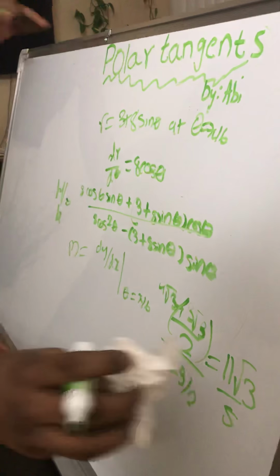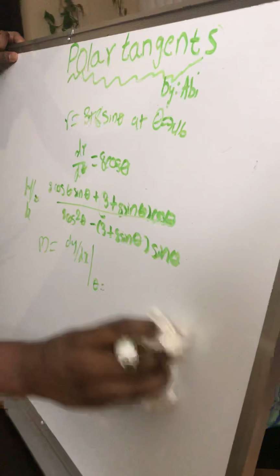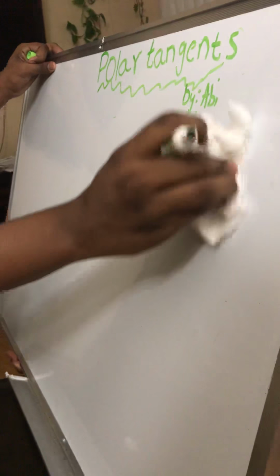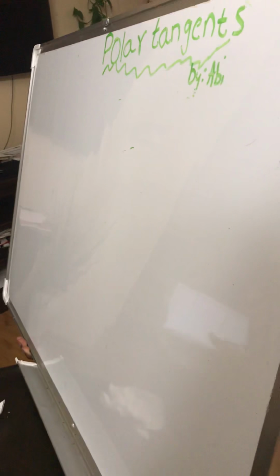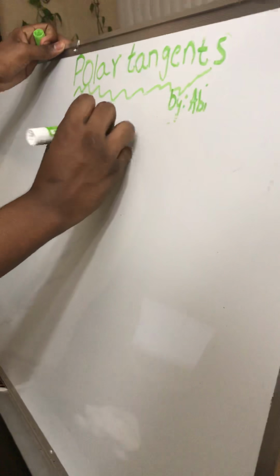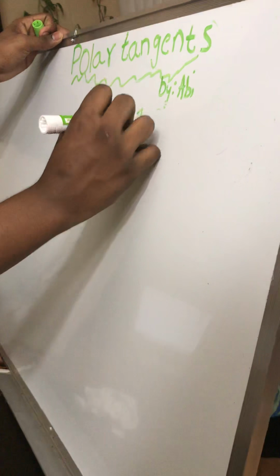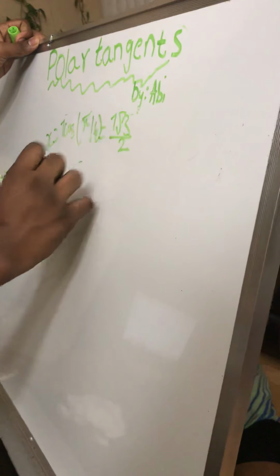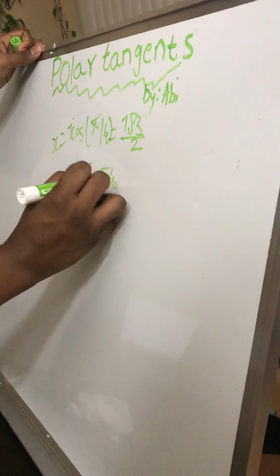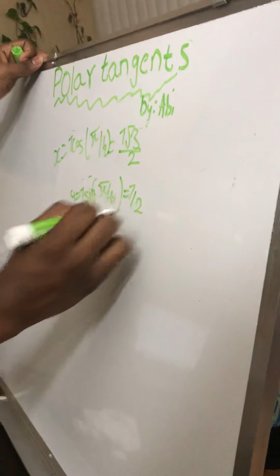Just take a quick snapshot of that, whatever you have to do. And I'm going to erase this real quick. Again, if you missed anything, you can pause the video. Let's get the x and y coordinates. We can get x is equal to 7 cos pi by 6 is equal to 7 square root 3 over 2. And y is equal to 7 sine pi by 6 is equal to 7 by 2.